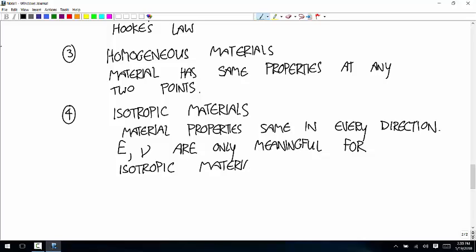If you can't assume the properties are going to be the same in every direction, then you're going to have more complicated forms for those 36 values in the compliance and stiffness matrix. And correspondingly, you're going to have to do more tests to figure out those material properties.